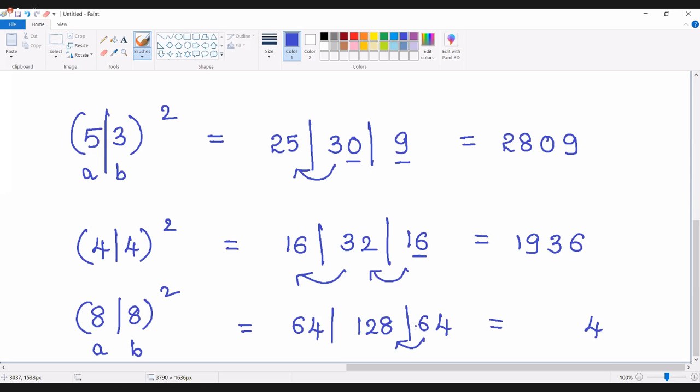Send 6 as carry. 128 plus 6, that is going to be 134. Again take 4 here. Send 13 as carry to the next number. 64 plus 13 is giving a result as 77. Answer choice is going to be 7744.